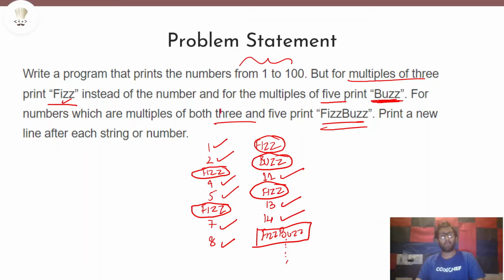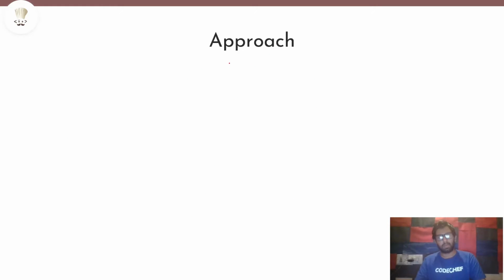15 is divisible by both 3 and 5. Since 15 is divisible by both 3 and 5, I print FIZZ BUZZ here. So hope that clears the problem. Now let's look at the approach to solve this problem.